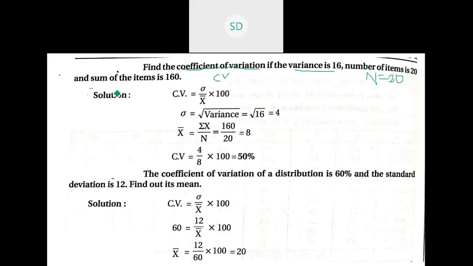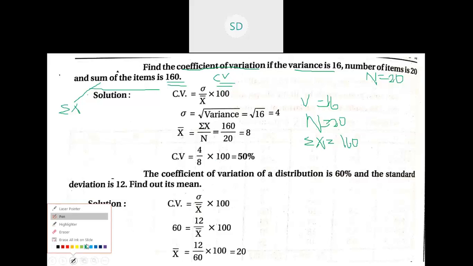Next, the sum of the items. Can we consider it as sigma x? Because if x is the items, the number of items is 20 and the sum of items is 160. So they have given us variance, which is 16, n, which is 20, and sigma x, which is 160. Using this information, we are supposed to calculate CV.